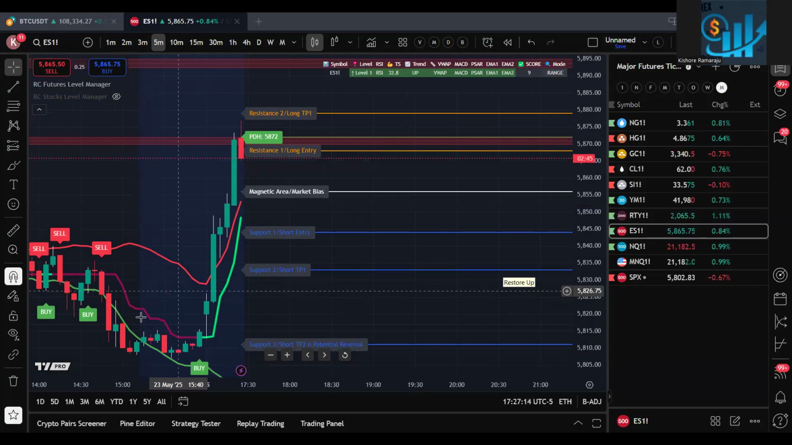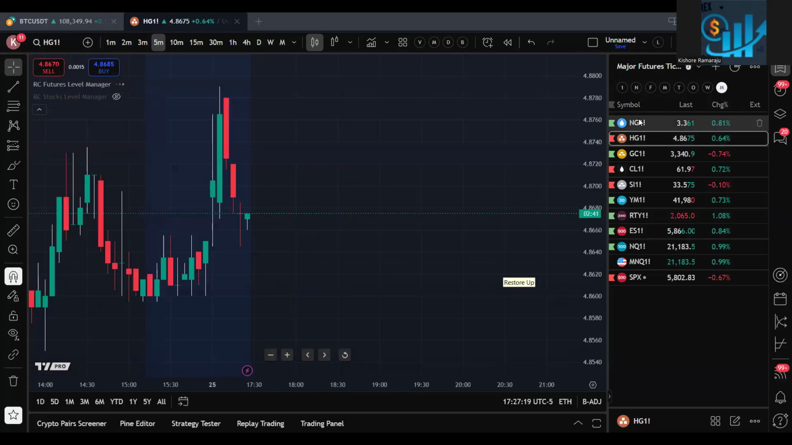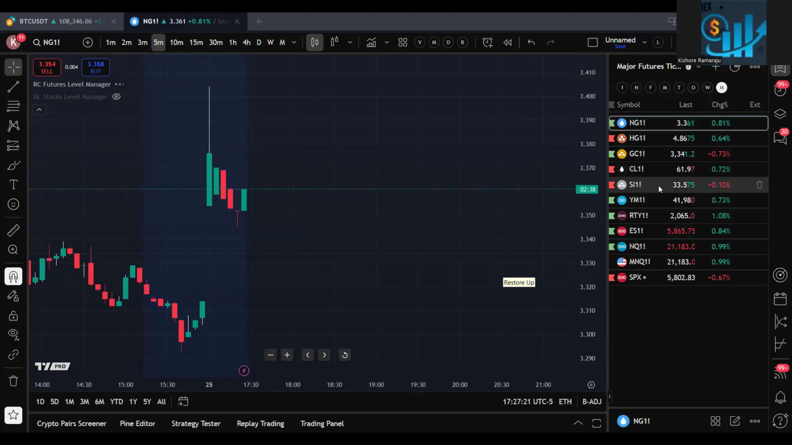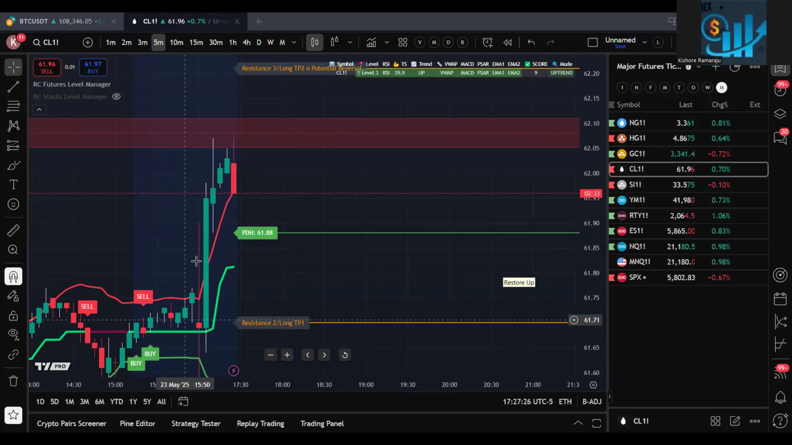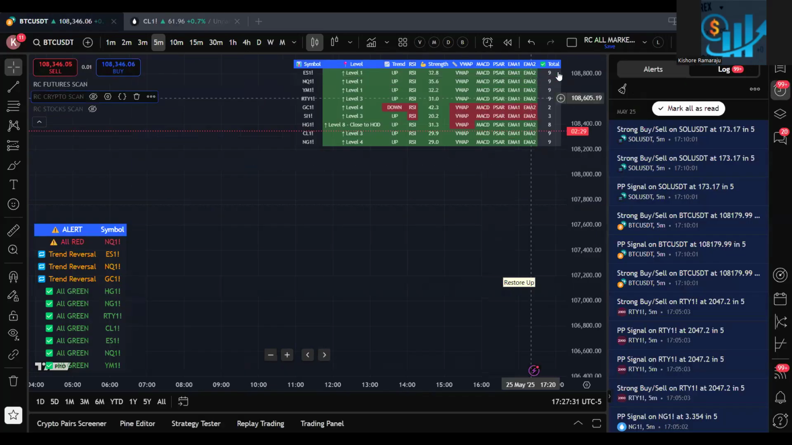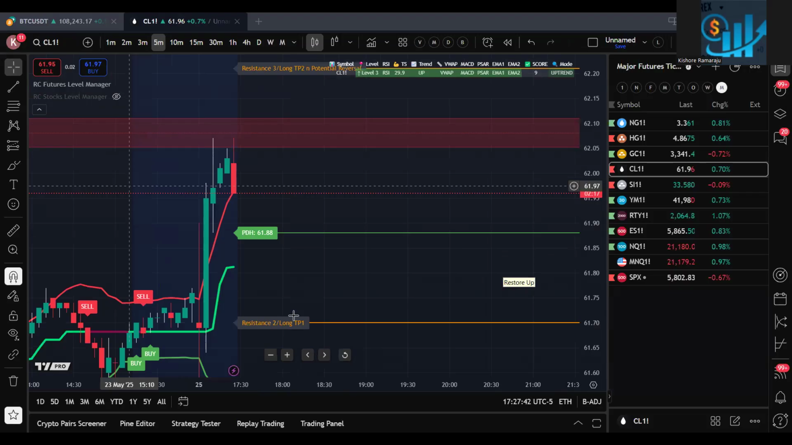Today, ES, NQ, natural gas, and then crude oil, they are very, very bullish. So you only wait for the buy signals on them. Wherever the scores are around 7, 8, 9, only buy opportunities. When the scores are 1, 2, 3, only sell opportunities. If the scores are 4 or 5, then you can do both or you can even avoid them.